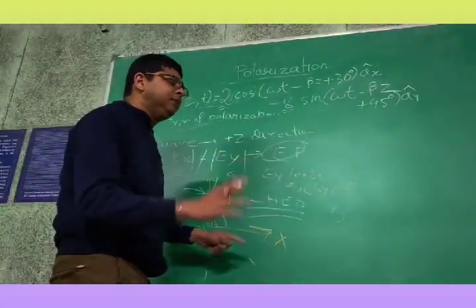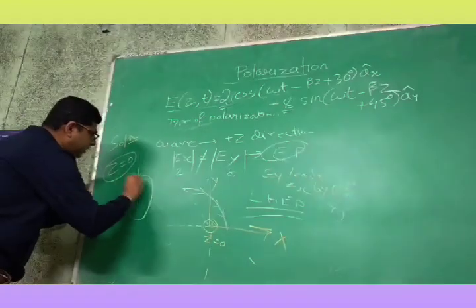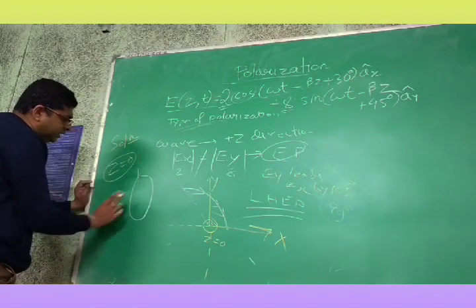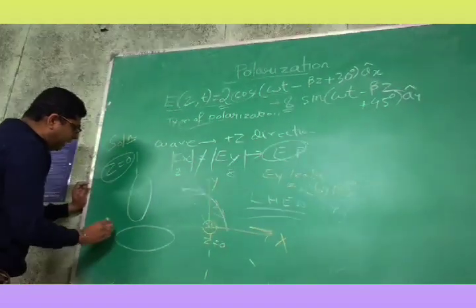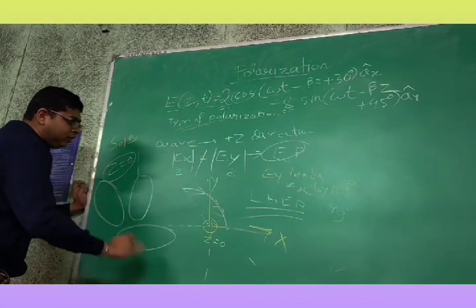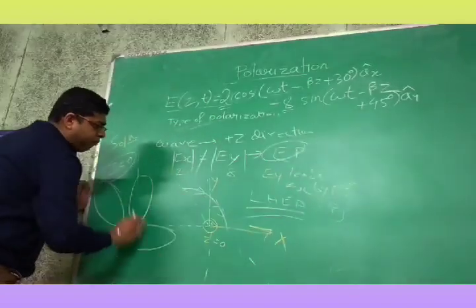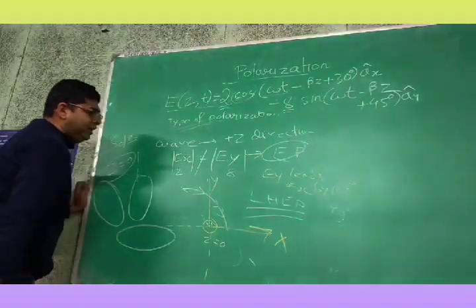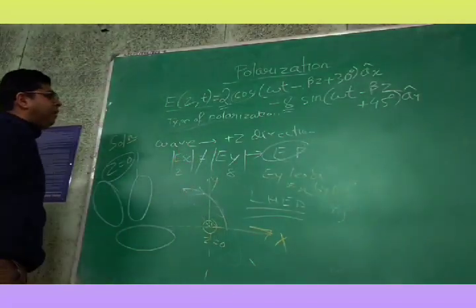polarization, because an ellipse can be either of this shape, that means this axis is larger than this, or it can be like this, or it can be like this. It is tilted. Okay, this is the case. If you plot, it will be something like this. It is a tilted ellipse. Okay. So this is one type of problem they can ask.